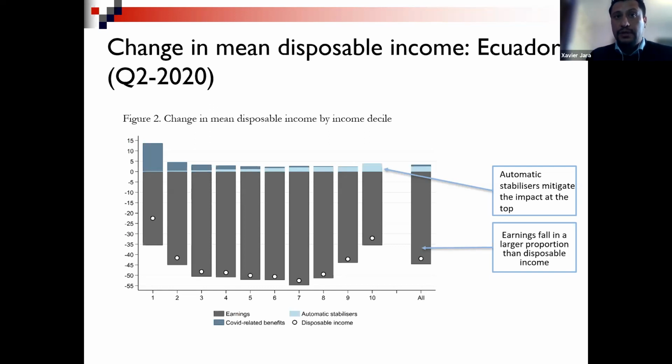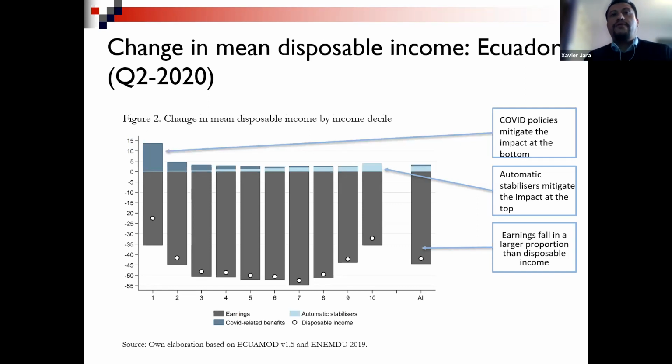That's at the top of the distribution, and at the bottom of the distribution, we see that it's not this light blue bar that is playing a role, it is this dark blue bar in our graph, and this dark blue bar is mainly capturing the effect of COVID-related policies. This is not surprising because these expanded social assistance programs were aimed at protecting vulnerable and poor households. And that's why we see a very large effect of COVID-related policies in decile 1, okay?